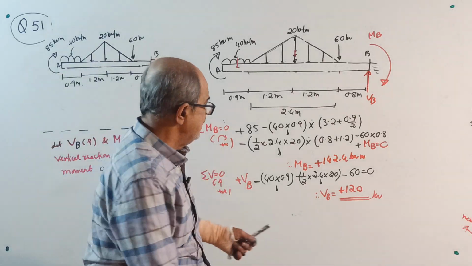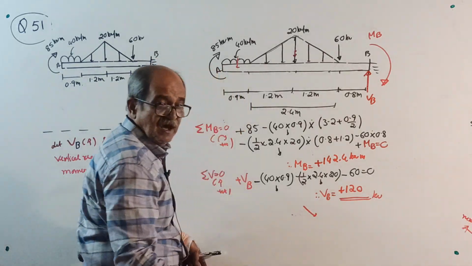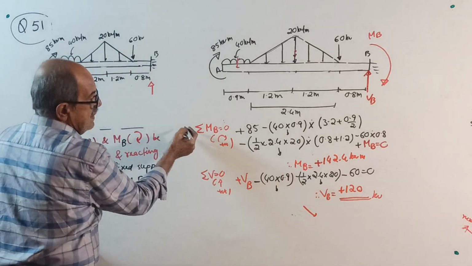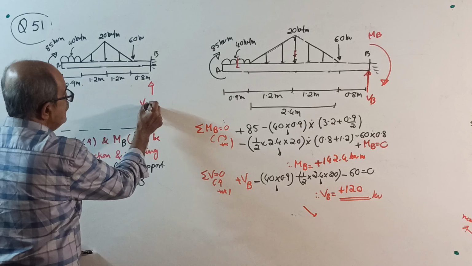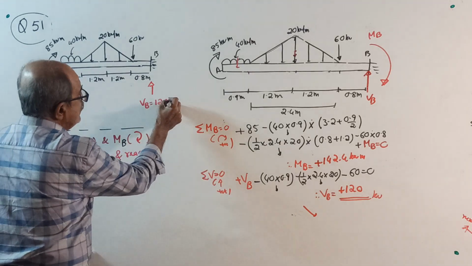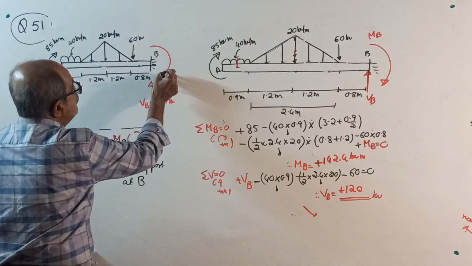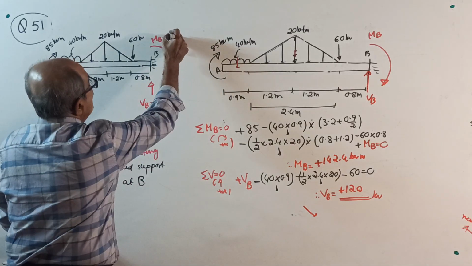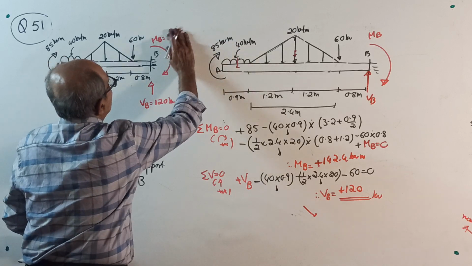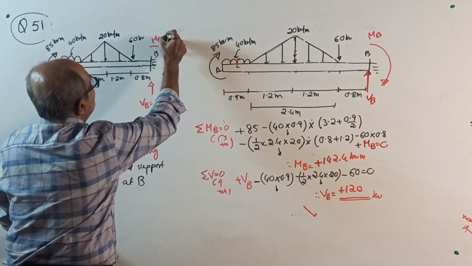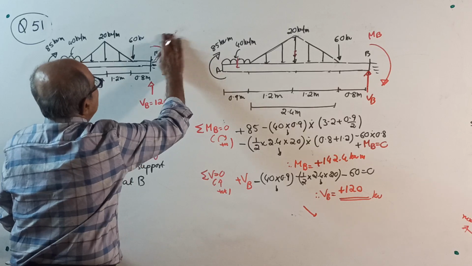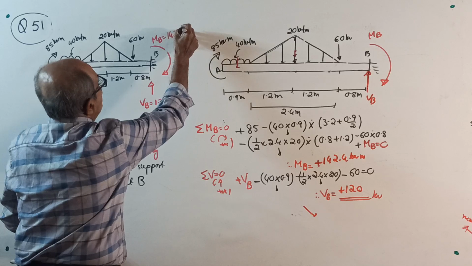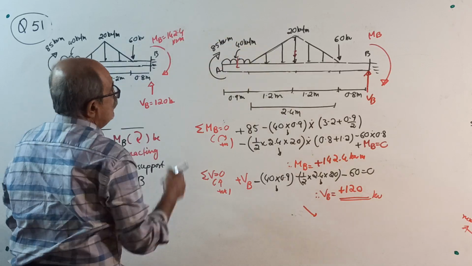Therefore, after everything is over, the support reactions are as shown below. This vertical reaction is VB equal to 120 kilonewton. This reacting moment MB equal to 142.4, sometimes I read it wrong, 142.4 kilonewton meter. Okay, over.